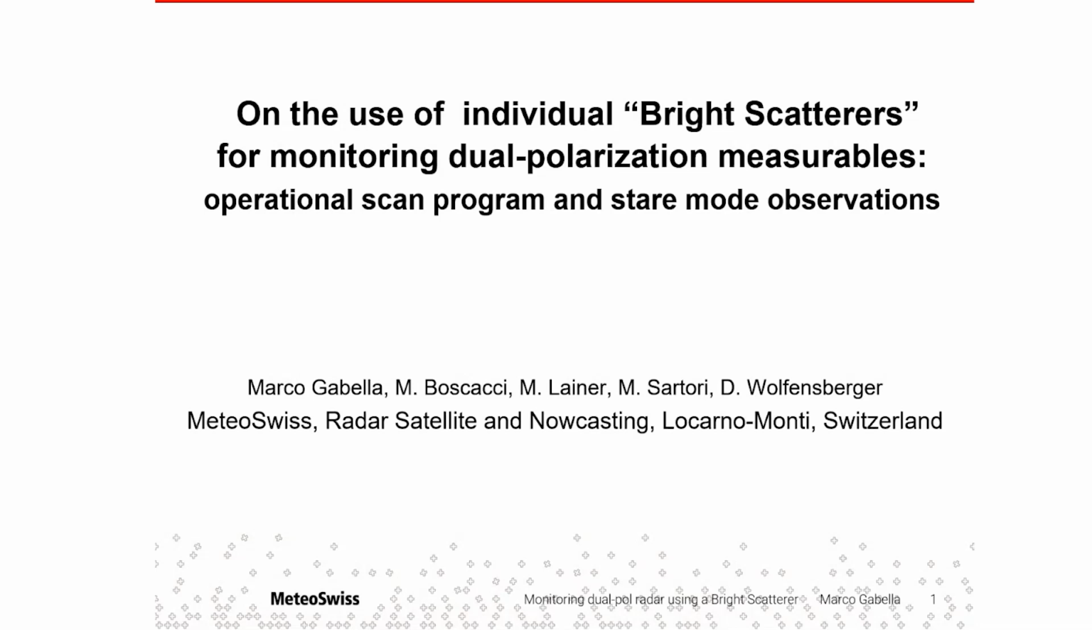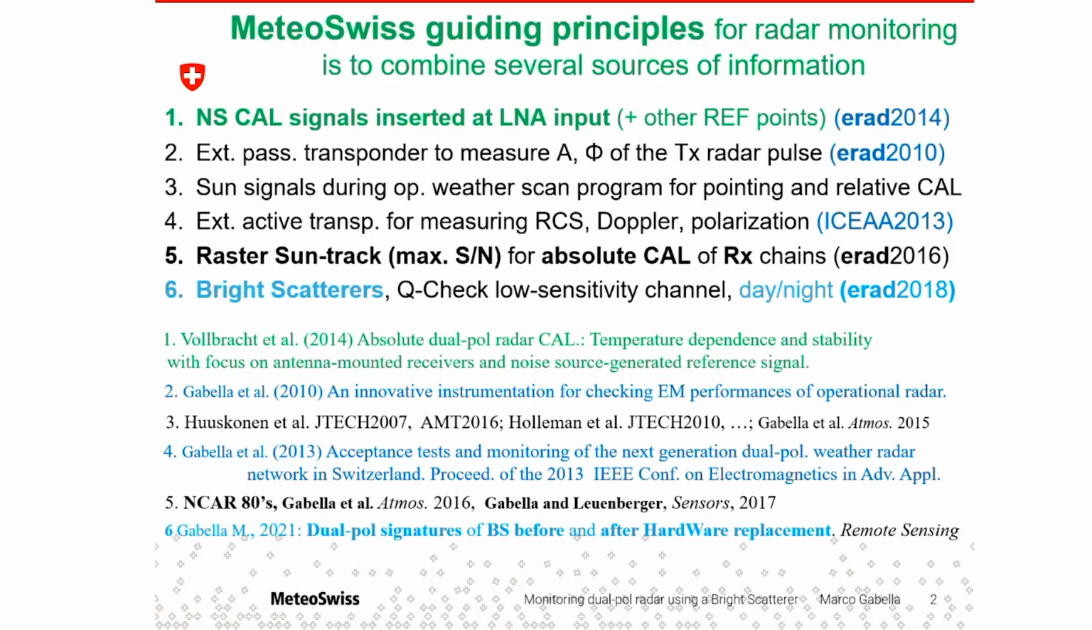The backscatter polarimetric signatures from bright targets are one among several information sources we have at MeteoSwiss. Just like the sun, they are for sure the most cost-benefit wise. Furthermore, they are available day and night. And as we will see in a minute, in some cases, for instance important hardware replacement, you can use it for monitoring maybe, but it's difficult to use it for calibration, even relative calibration.